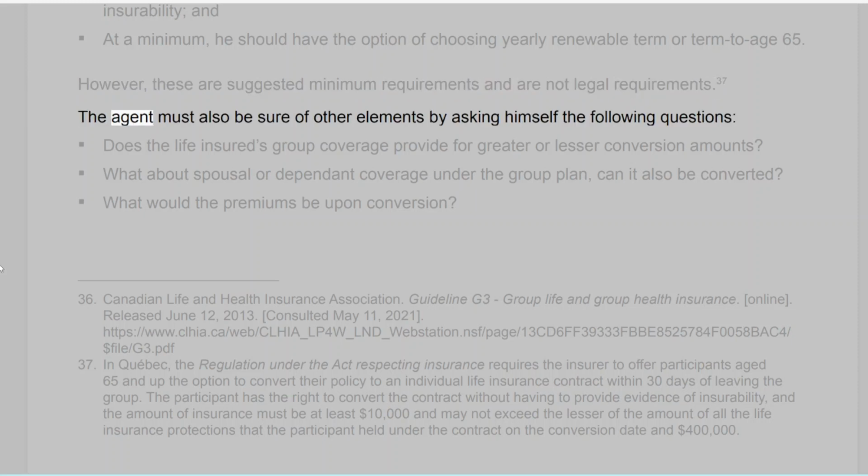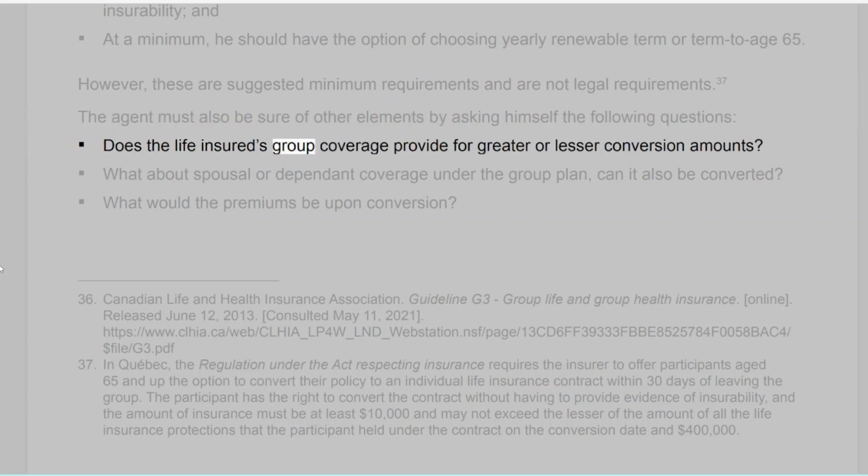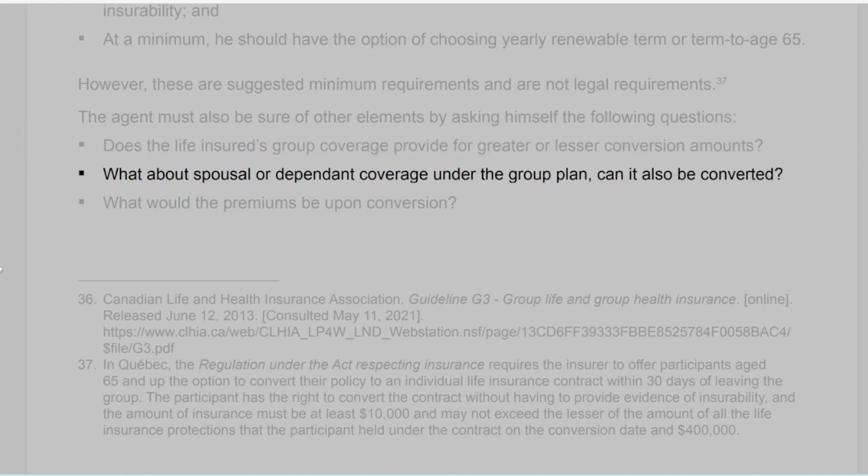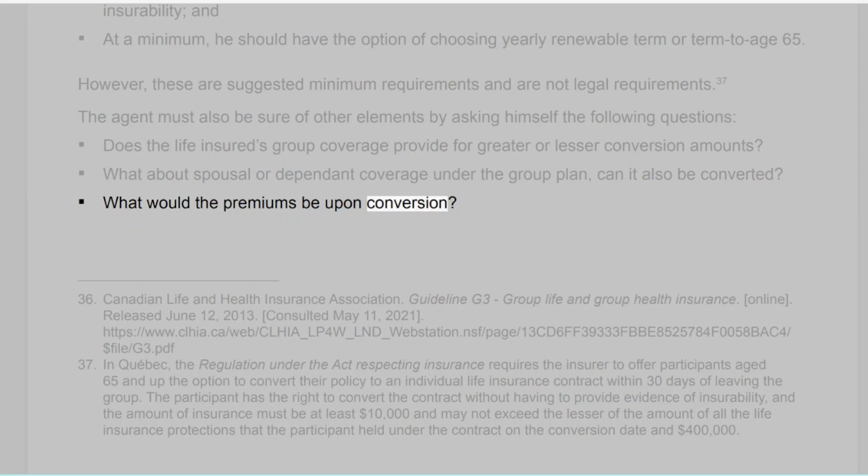The agent must also be sure of other elements by asking himself the following questions. Does the life insured's group coverage provide for greater or lesser conversion amounts? What about spousal or dependent coverage under the group plan? Can it also be converted? What would the premiums be upon conversion?